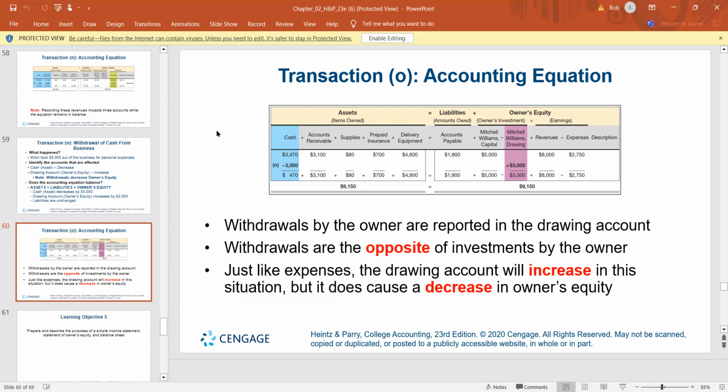Withdrawals by the owner are reported in the drawing account, which is part of your equity. Withdrawals are the opposite of investments, if you want to think about it that way. Remember, our first transaction was Mitch put $5,000 in the company, and we increased cash and we increased the equity. This is the opposite. He's taking money out of the company. Withdrawals are an opposite of the investment. Just like expenses, the drawing account will increase, but cause a decrease to the owner's equity, huh?